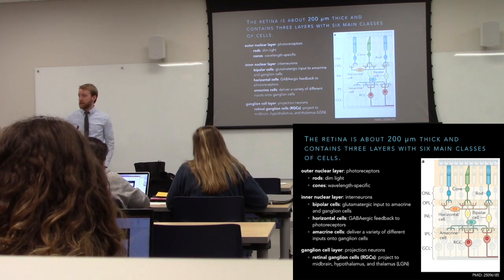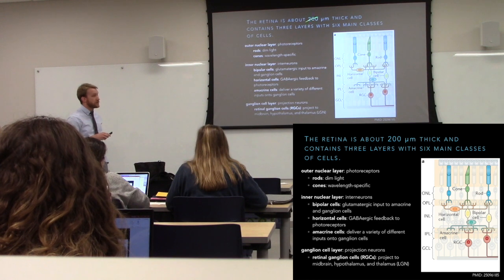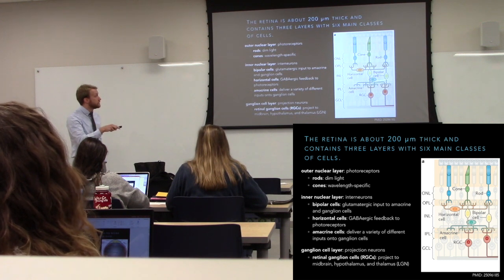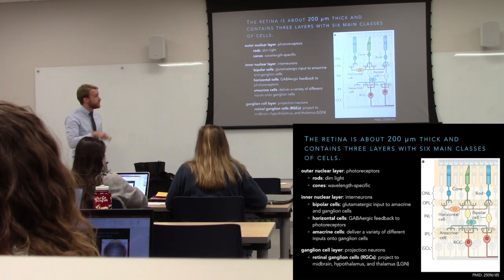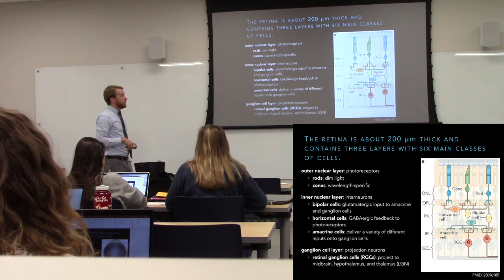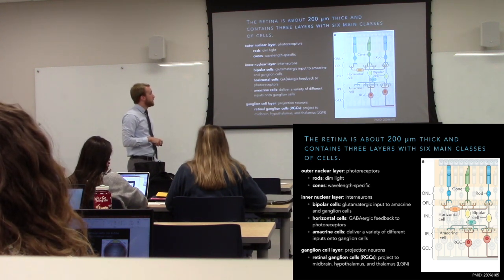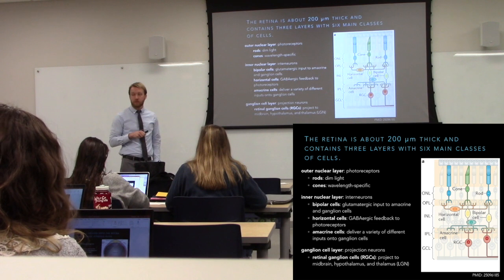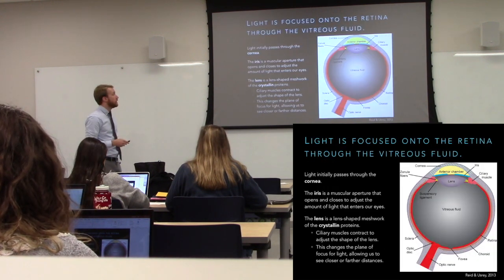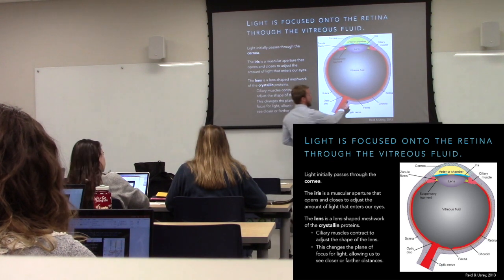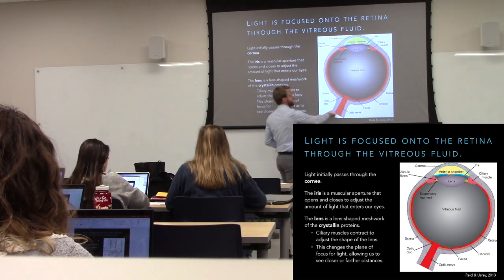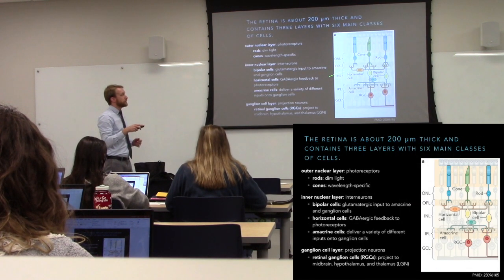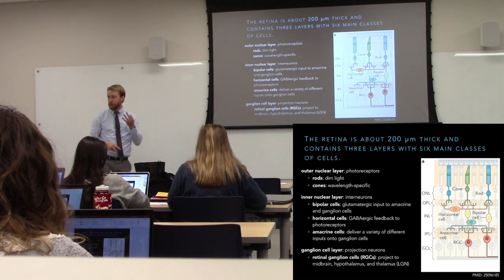The retina is, for the most part, about 200 microns thick. It thins out a little bit there in the fovea, and it loses these two layers here. We can divide the retina into three different layers. We got our outer nuclear layer, which is going to be kind of on the outside, so on the bottom. The inner nuclear layer is between the outer nuclear layer and the ganglion cell layer. So we've got three layers here.